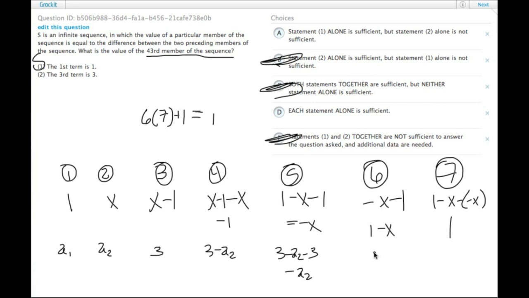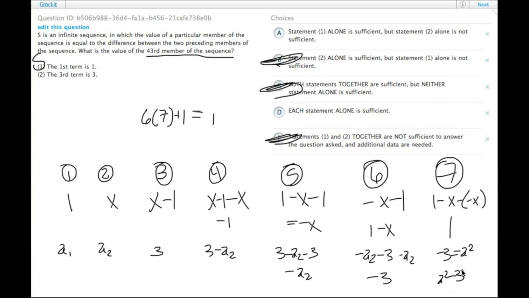The sixth term will be minus A2 minus 3 minus A2, which is annoying, which gives us minus 3. The seventh term gives us minus 3 minus that whole thing, we can just do minus A2. And so then we end up with A2 minus 3.